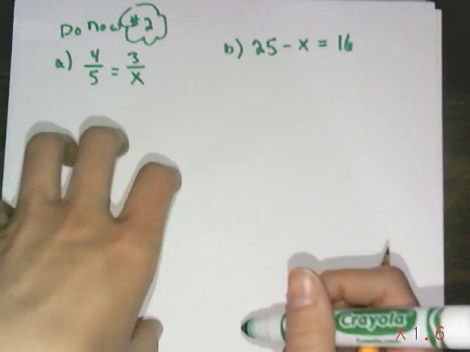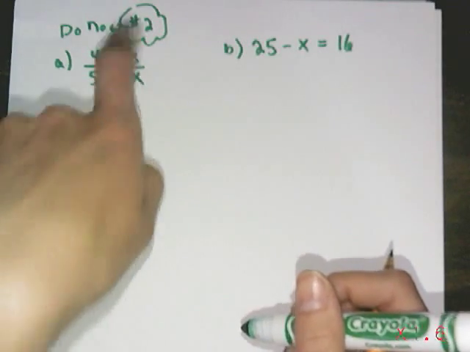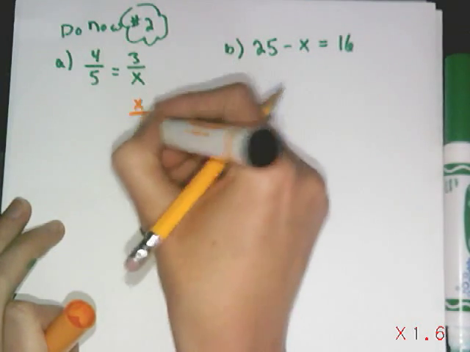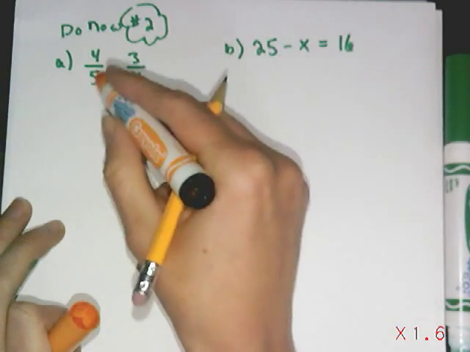So on A, you have to make sure that you have flipped both sides so that you can get that x on top. So I flip the x over the 3. What I do to one side, I do to the other.